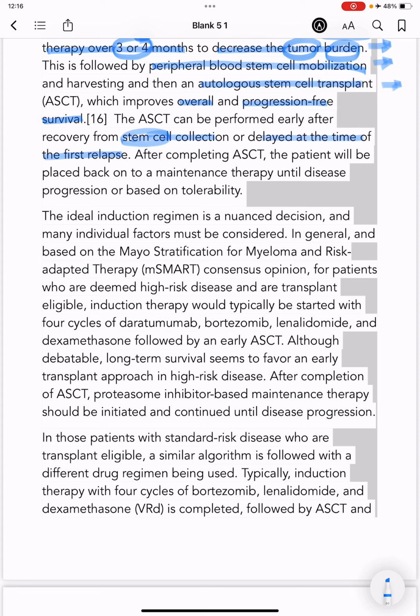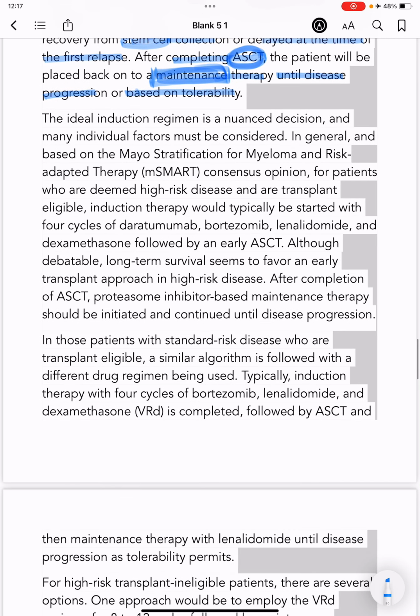After completing autologous stem cell transplantation, the patient will be placed back on maintenance therapy. So once transplant is done, what will happen? The patient will be on maintenance therapy until disease progression, or based on tolerability we can continue the maintenance therapy.